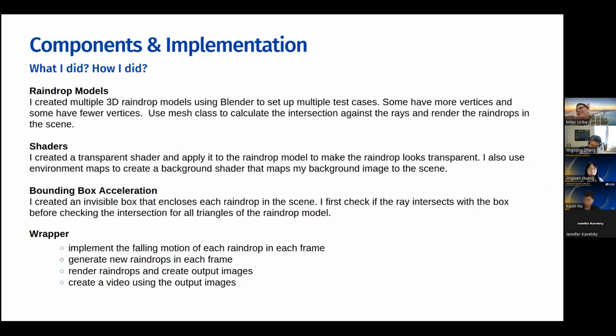And for the wrapper, it's how I'm going to call all those functions together. So I created a wrapper script using Python, and the wrapper script basically implements the falling motion of each raindrop in each frame, generates a new raindrop in each frame, and then renders the raindrops and creates output images. And it also creates a video using the output images.